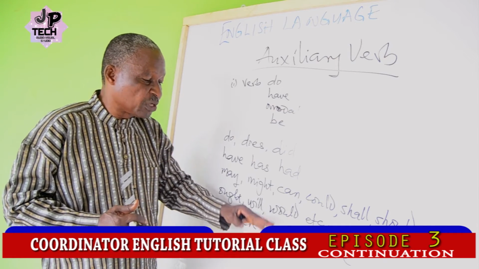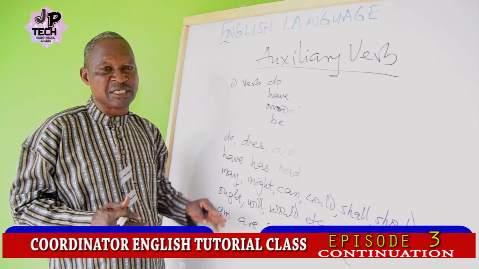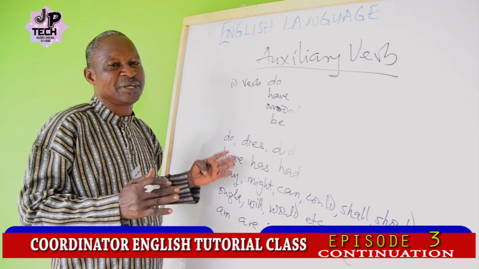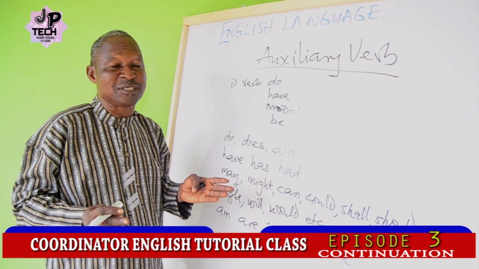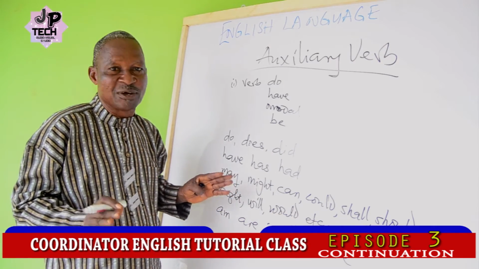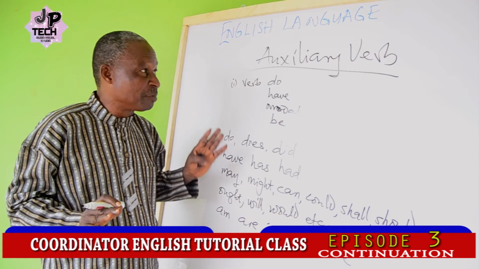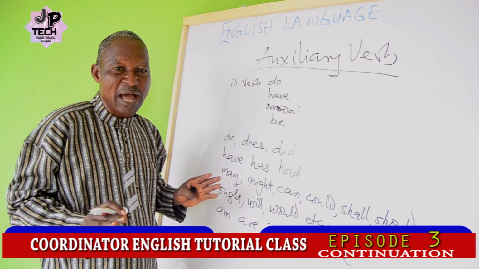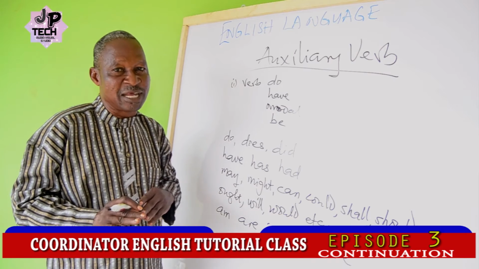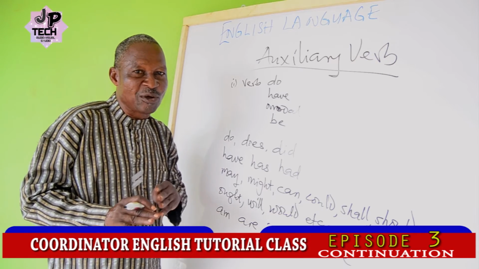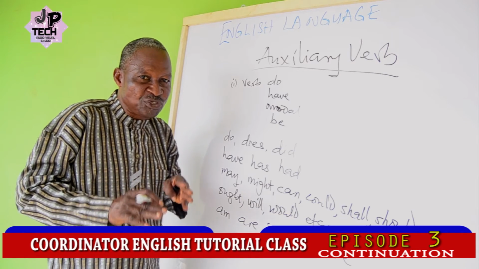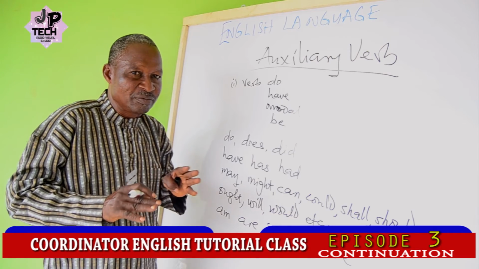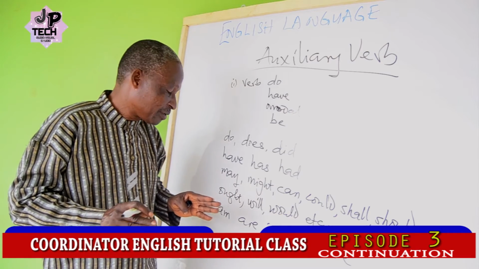Am, are, is, was, were. They are participles as well. At the same time, they may not exist as participle. I am a teacher. Am is not an auxiliary verb there. I am teaching. Am is an auxiliary verb, assisting or helping teaching in present participle form there.